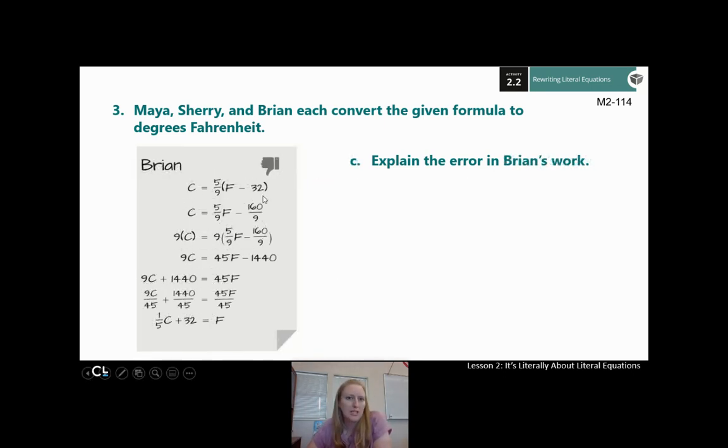All right, same idea with Brian. He started off with the same equation the rest of us had, but his final answer doesn't look right. His final answer does not look like it's supposed to. So again, explain the error in Brian's work. Go ahead and hit pause, jot down the problem, and then hit play when you're ready to check your work.